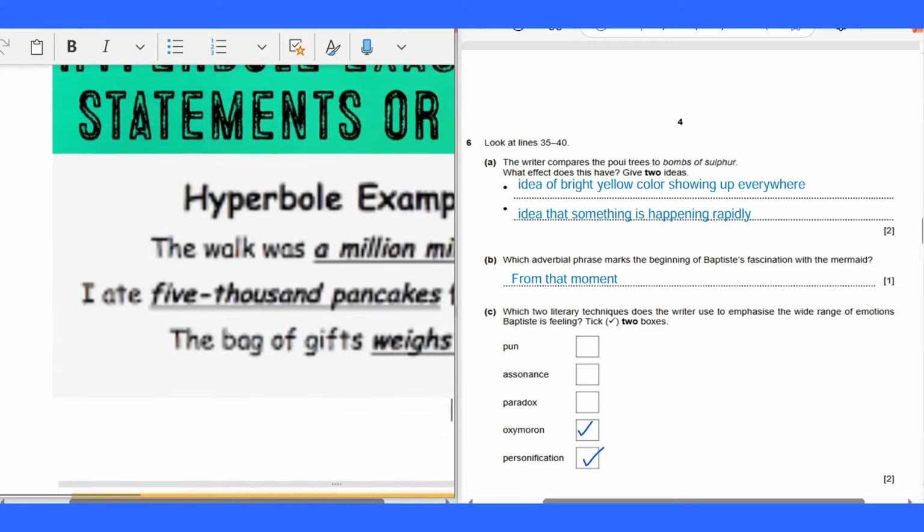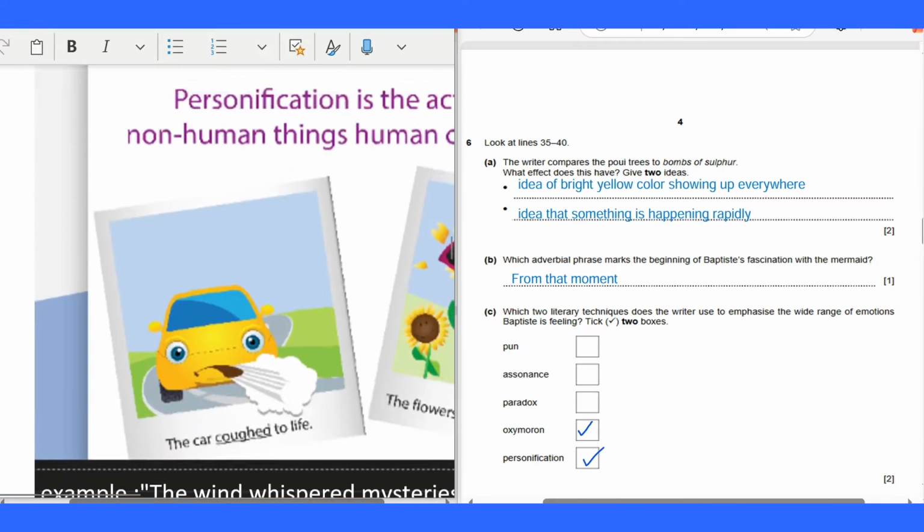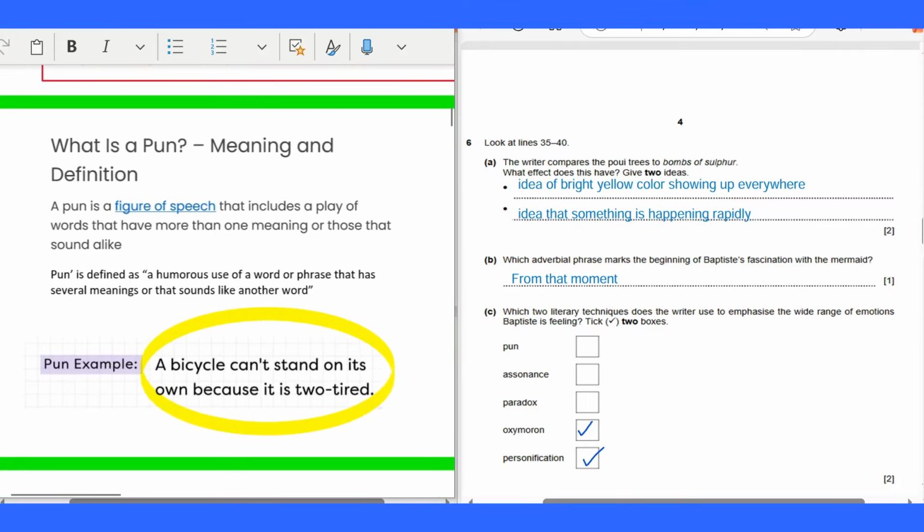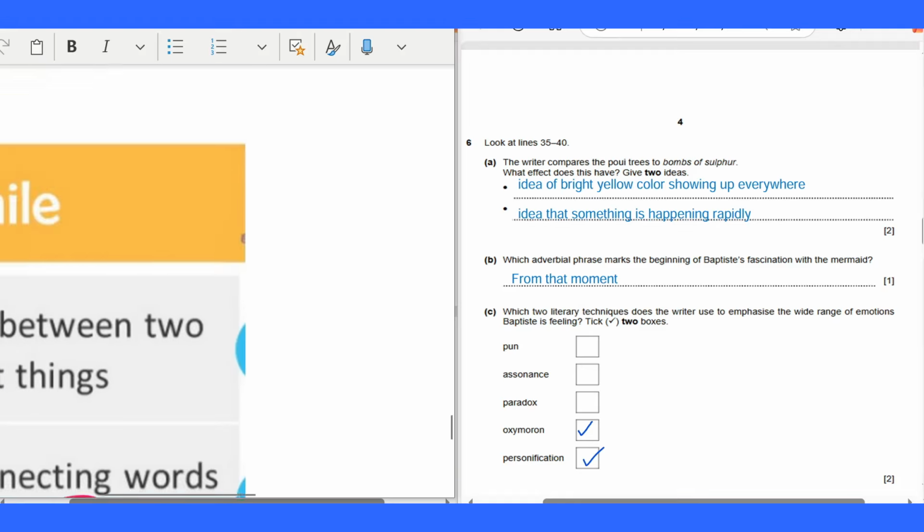So pun, in here we can say that it's a figure of speech that includes a play of words that have more than one meaning, or those that sound alike. Pun is defined as humorous use of a word or phrase that has several meanings or sounds like another word. Example: a bicycle can't stand on its own because it is too tired. That's pun. Alright, humorous use of a word. So I hope it's clear.